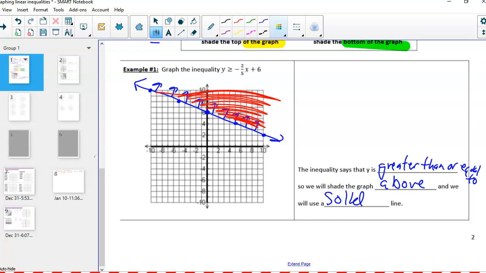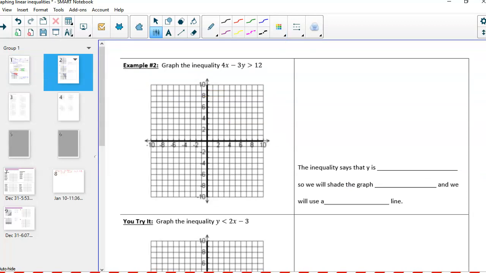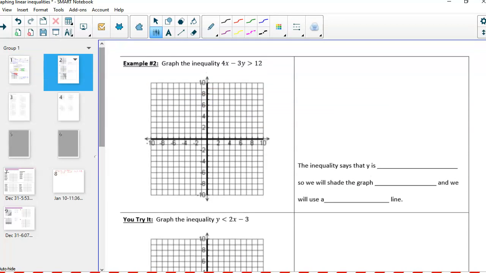Yes. Because it's greater than. Do we have questions on this? Let's do another example. Let's try number 2.